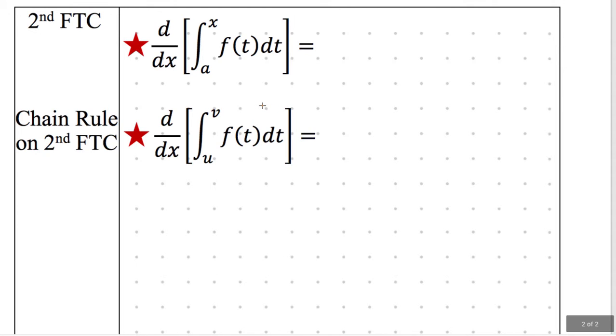Let's come down here to the second fundamental theorem of calculus. Here it is. If you assume that a is a constant, so again, we're going to assume that a is a constant, and we're going to assume x is a variable. I'm going to just abbreviate VAR. If you assume a is a constant and x is a variable, what is this thing equal to? f of x. Yeah, just f of x. What about negative, because the order's reversed?